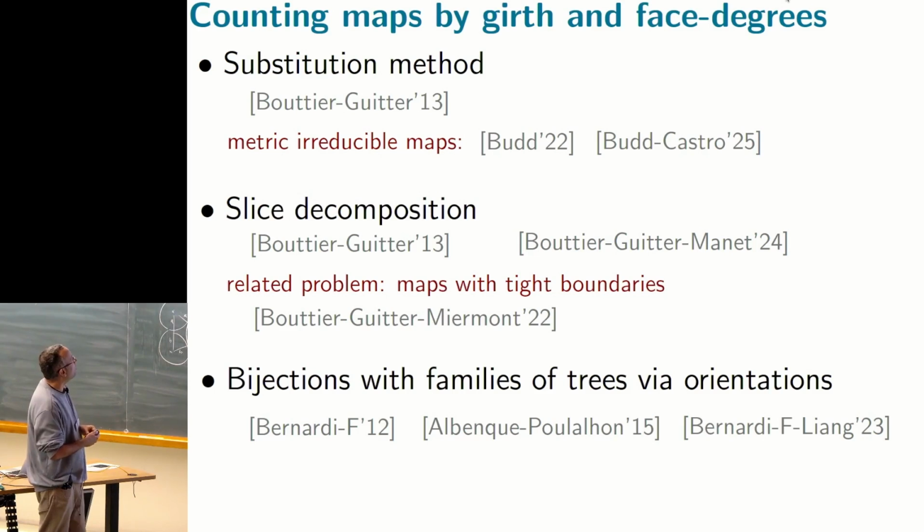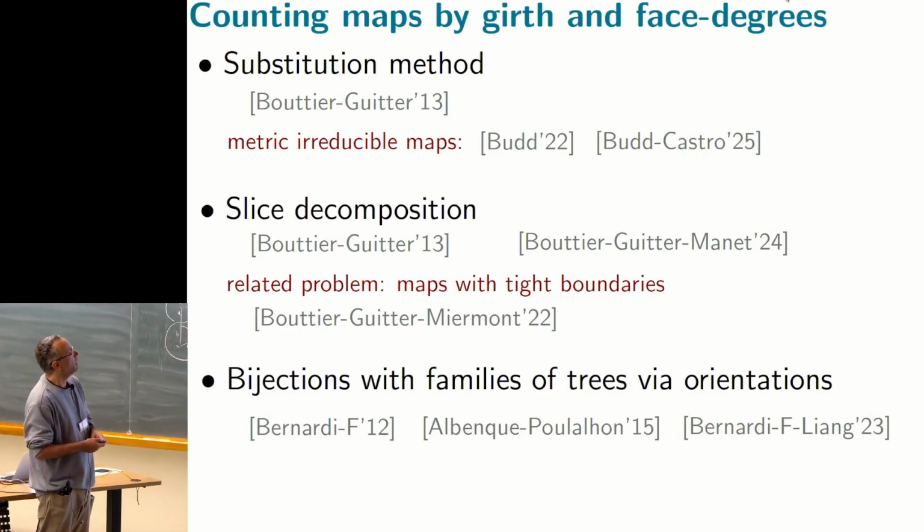And about bijective methods, there are essentially two main methods. There is a slice decomposition by Emmanuel and Jérémy, which was also recently used and developed further in a paper with Hugo Manet, and also used in related problems where you have cycle constraints. So there is also this nice paper for counting maps with tight boundaries with Gregory.